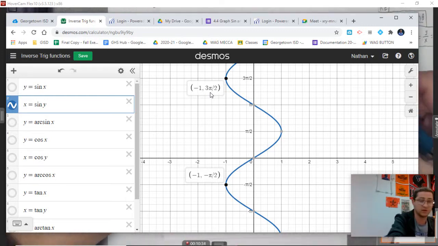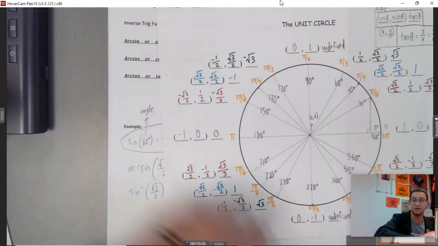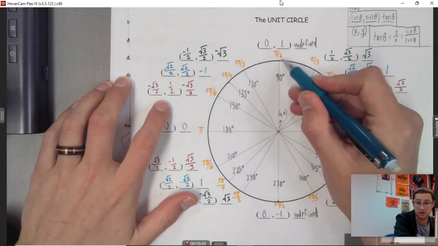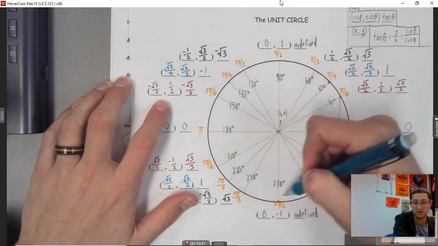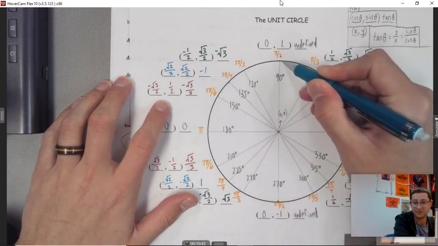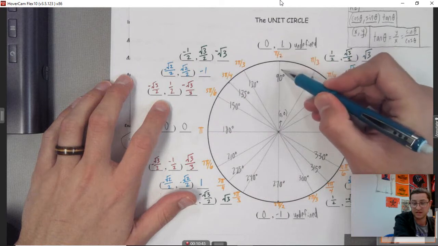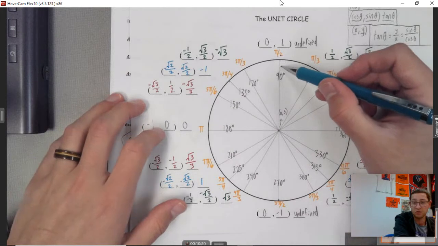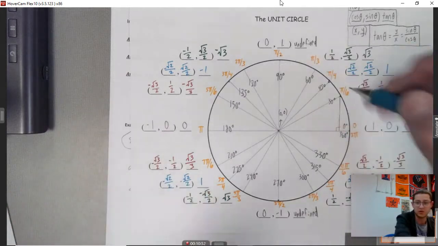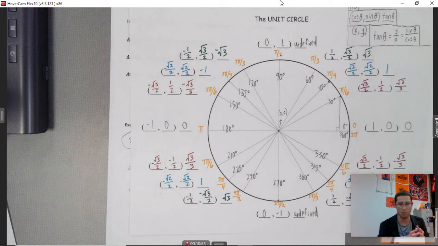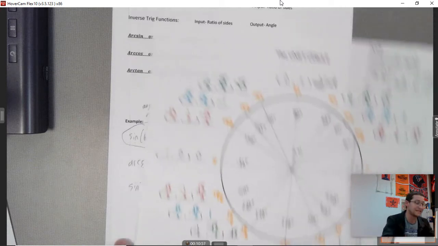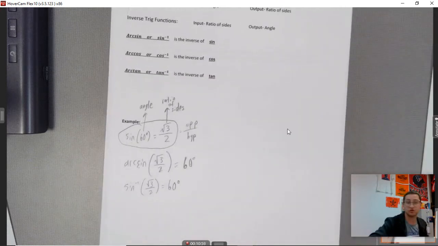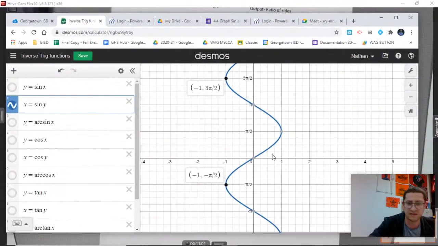So for example here, here's my 1. If I go all the way around the circle and add 360 degrees, we know that the sine of 90 is 1, but also the sine of 450 is 1, because 90 plus 360. Okay, so that's the problem. We don't want more than one output for every input. So we restrict the domain here, and we've seen this elsewhere, where we have to restrict the domain.